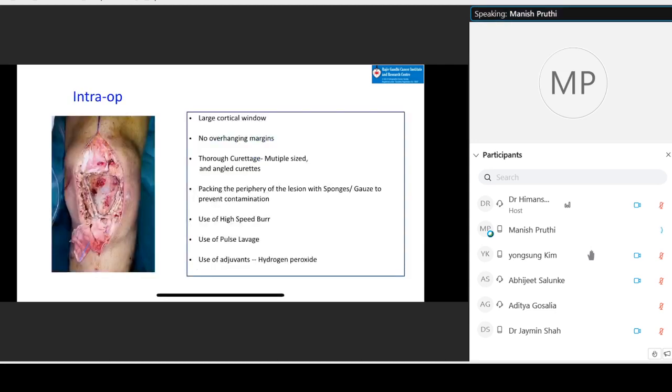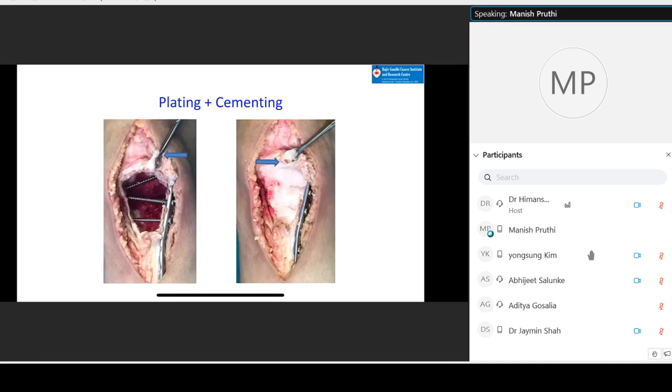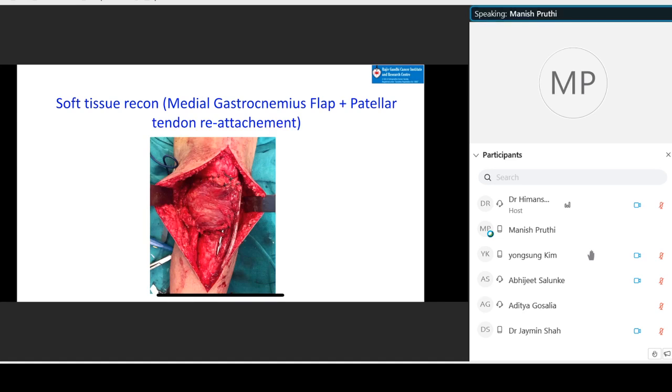So this is a bone window that we created, and we did a thorough curettage, used a high speed burr, used pulse lavage, and we used hydrogen peroxide as adjuvant. We can see there is no anterior bone which was left. The cavity was stabilized with a plate and then filled with the cement. The arrow is pointing to the patellar tendon, which was then sutured to a medial gastrocnemius flap, which we did. And the tendon was sutured to this gastroc flap.